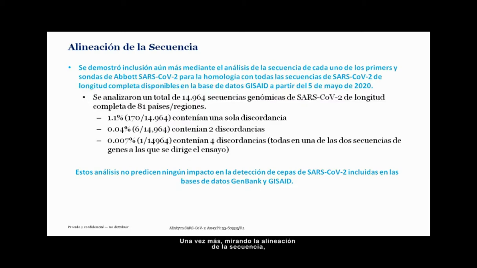Again, looking at more sequence, this time from the GISAID database, looking at almost 15,000 samples, we found 1.1% contained a single mismatch. This won't impact the test. 0.4% had 2, and 0.007%, so 1 out of the almost 15,000, had 4 mismatches, all in one of the gene sequences. None of these mismatches or profiles would impact the performance of the test. And that is definitely very reassuring.